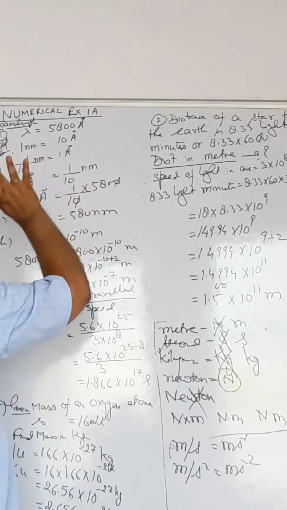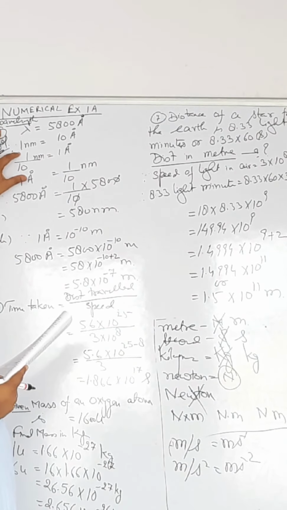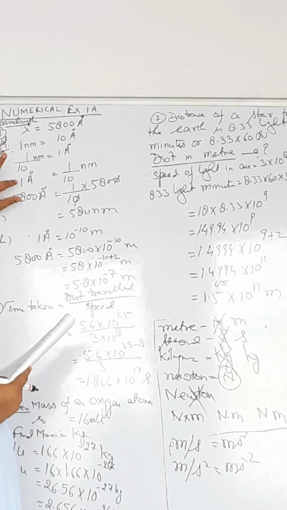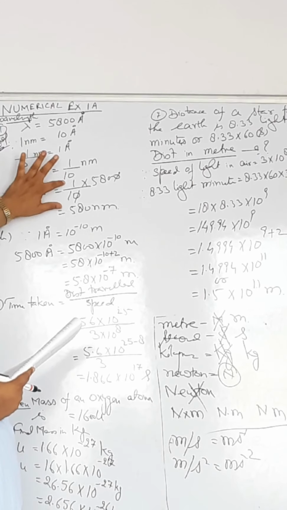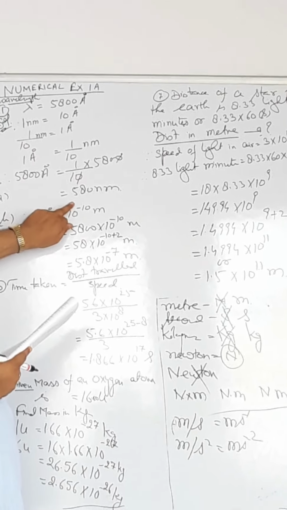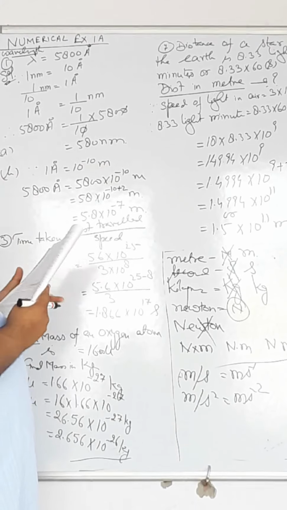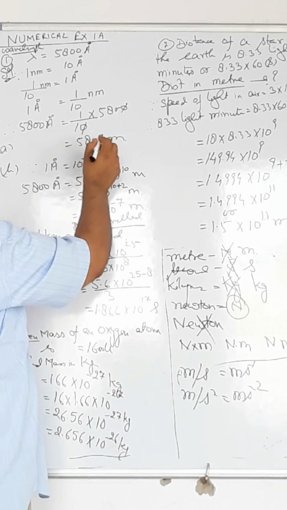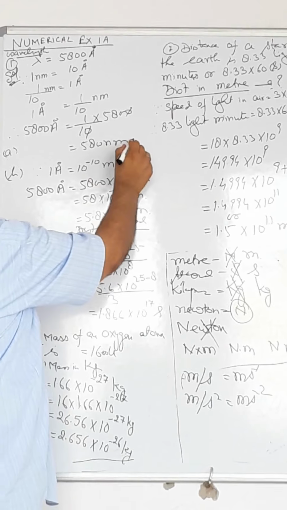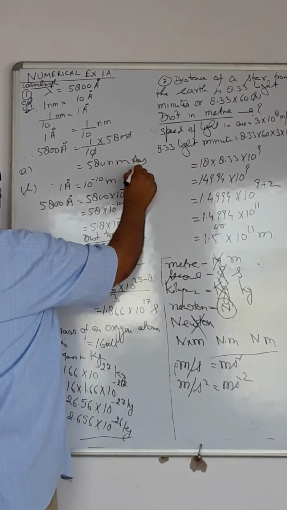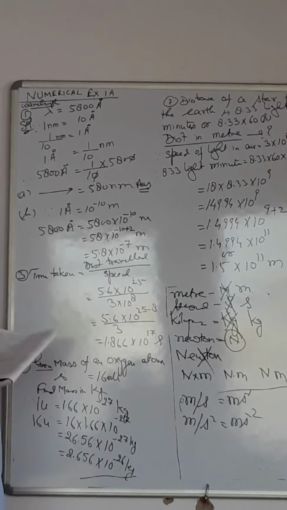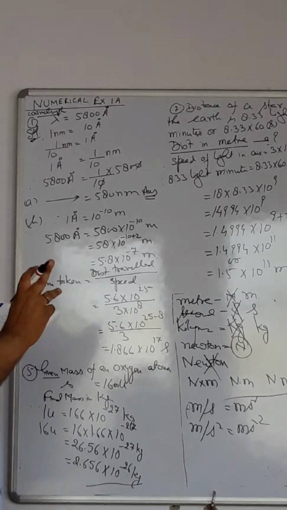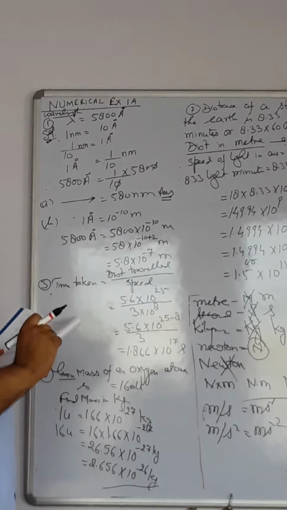1 nanometer is 10 angstrom. Or if I write, 1 angstrom is equal to 1 by 10 nanometer. So 5800 angstrom is equal to 1 by 10 of 5800. It will be 580 nanometer. That is the first answer, part A. For part B, they have asked to convert this wavelength into meter.